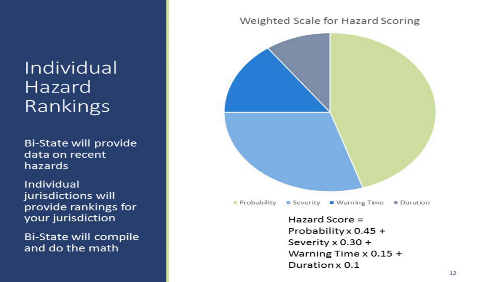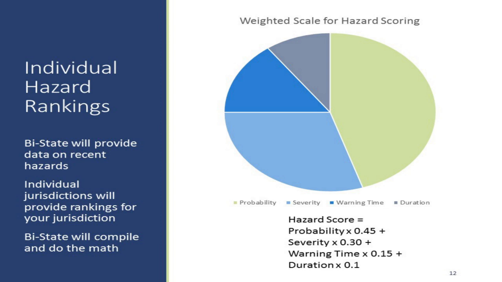And then duration, actually the exact opposite thing happens there. A tornado happens very quickly and is over, whereas flooding can be quite prolonged, so they get different weights as a result. And for any jurisdictions that are participating in this, the good news is Bi-State is going to do this math, or rather the Excel sheet we have developed is going to do this math.